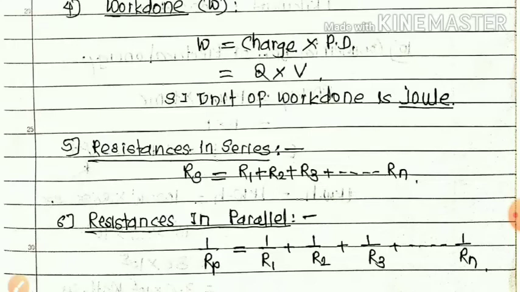When resistors are connected in the series combination, the equivalent or resultant resistance RS can be calculated by R1 plus R2 plus R3 plus up to Rn, which means the total resultant resistance when connected in the series combination is the sum of the individual resistors connected in series combination.